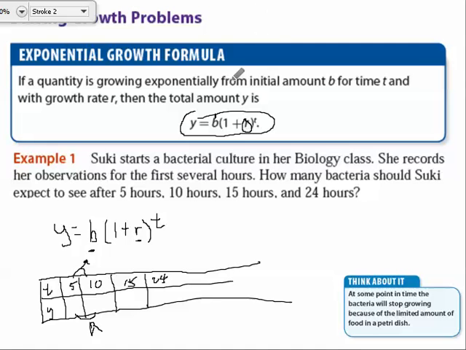Remember, this formula falls apart after a period of time because bacteria will eat up all of their food and won't continue to grow unlimited. So there are some limits to this formula, but this is the way you would set it up and the way you would get it going.